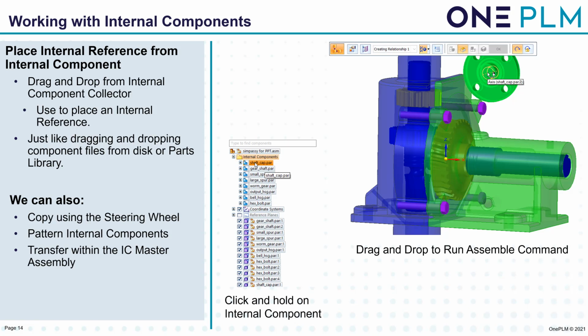So when we are creating internal components, we don't just have to create parts. We can create assemblies as internal components as well. So if we decide we need that to be in a subassembly, we can create the subassembly, new internal component, choose subassembly, and then we can transfer an existing internal component into that subassembly ourselves.